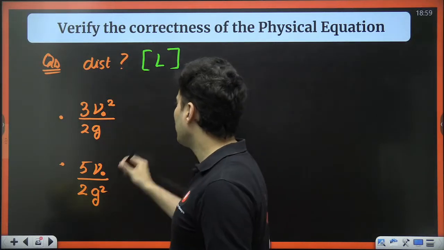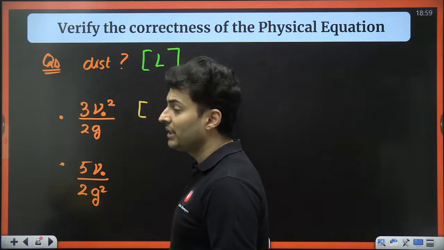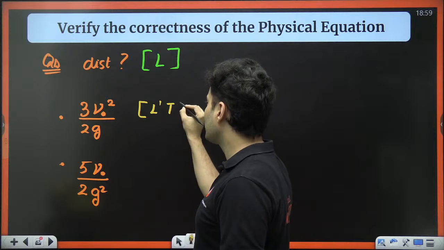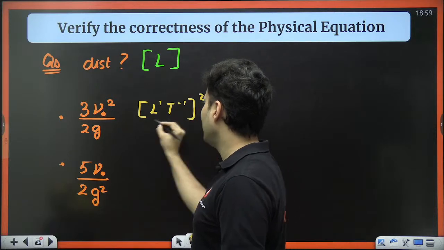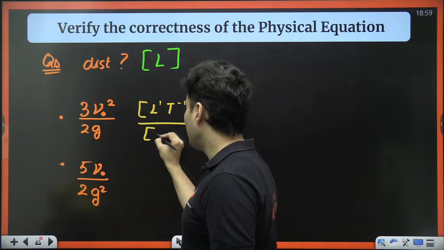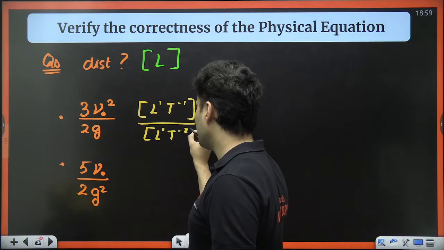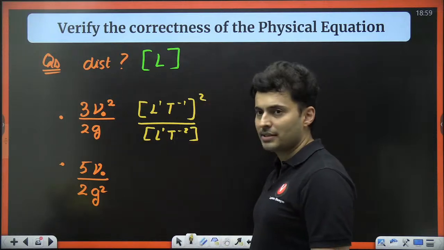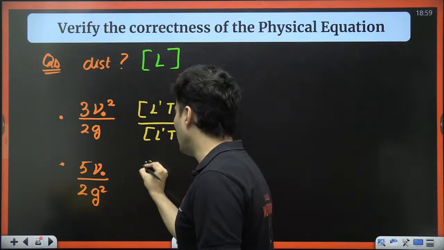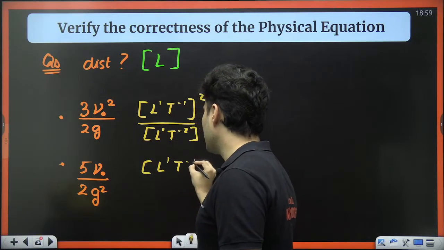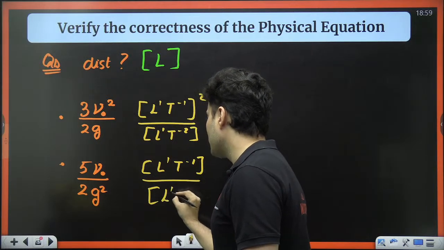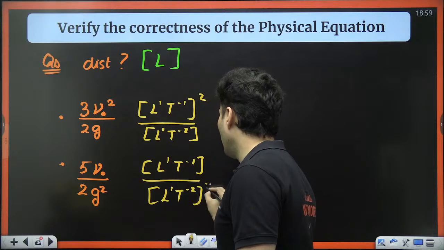Ignore it. V0 square. So V is velocity, and velocity's dimension is L raised to 1 t raised to minus 1. But I square it. And at the bottom I have gravity, acceleration, that is meters per second square. Here 5 and 2, ignore. V0 is on the top, so L raised to 1 t raised to minus 1. G, acceleration due to gravity, is below, so L raised to 1 t raised to minus 2, whole square.